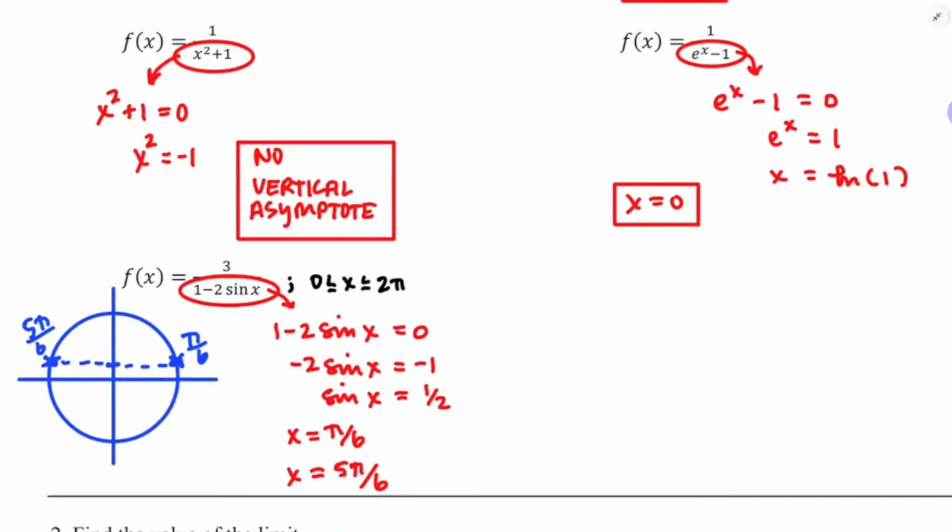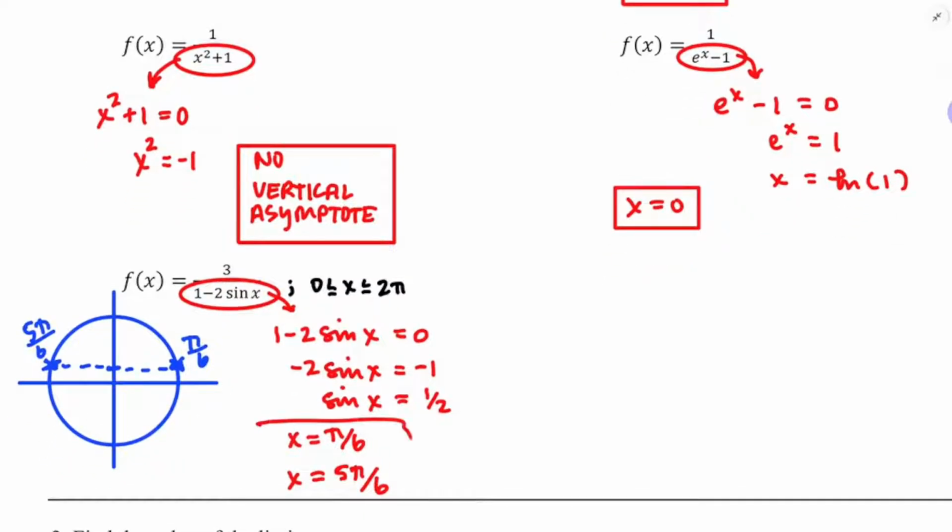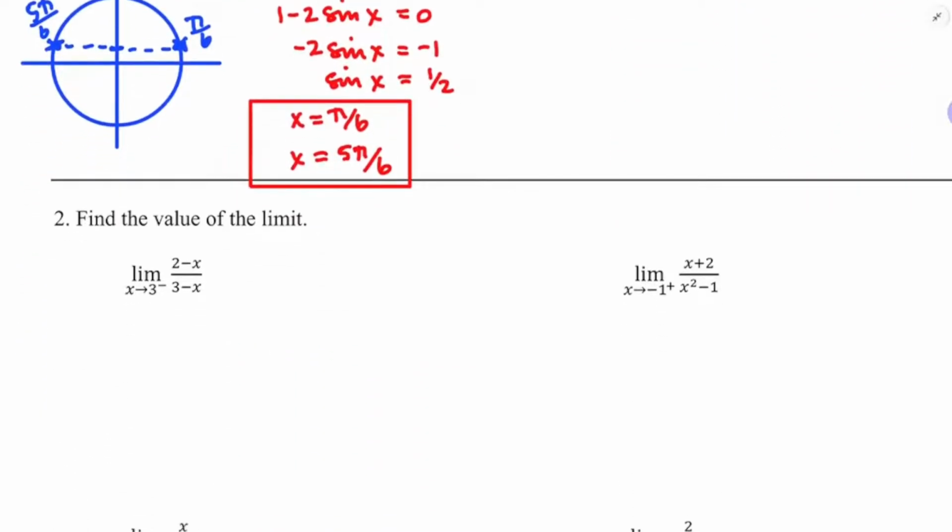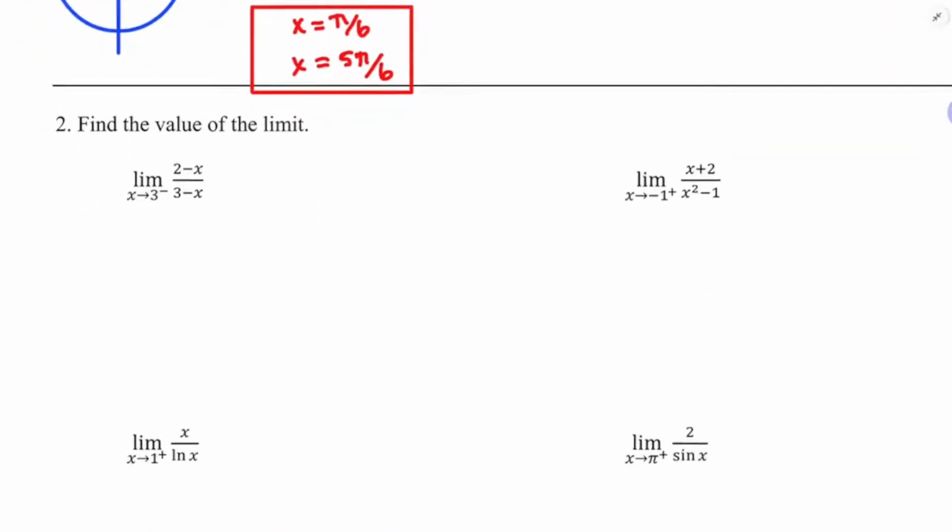Still barely visible to you. Oh, throw a box around that, be happy, move on. All right, now we're going to find the value of the limit.